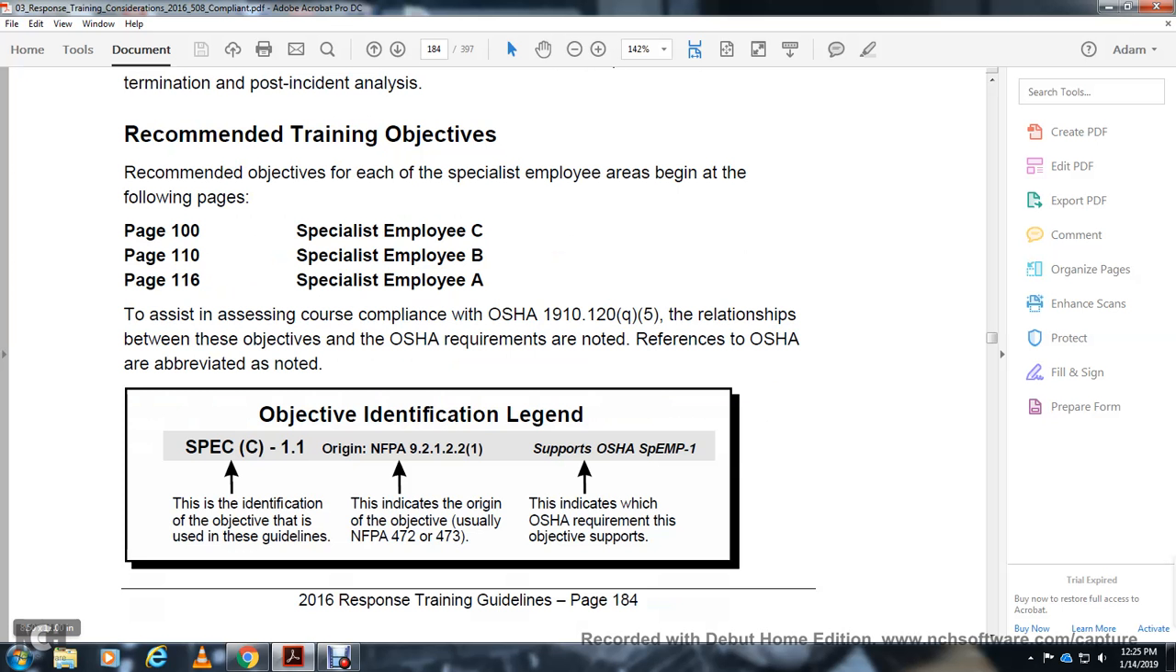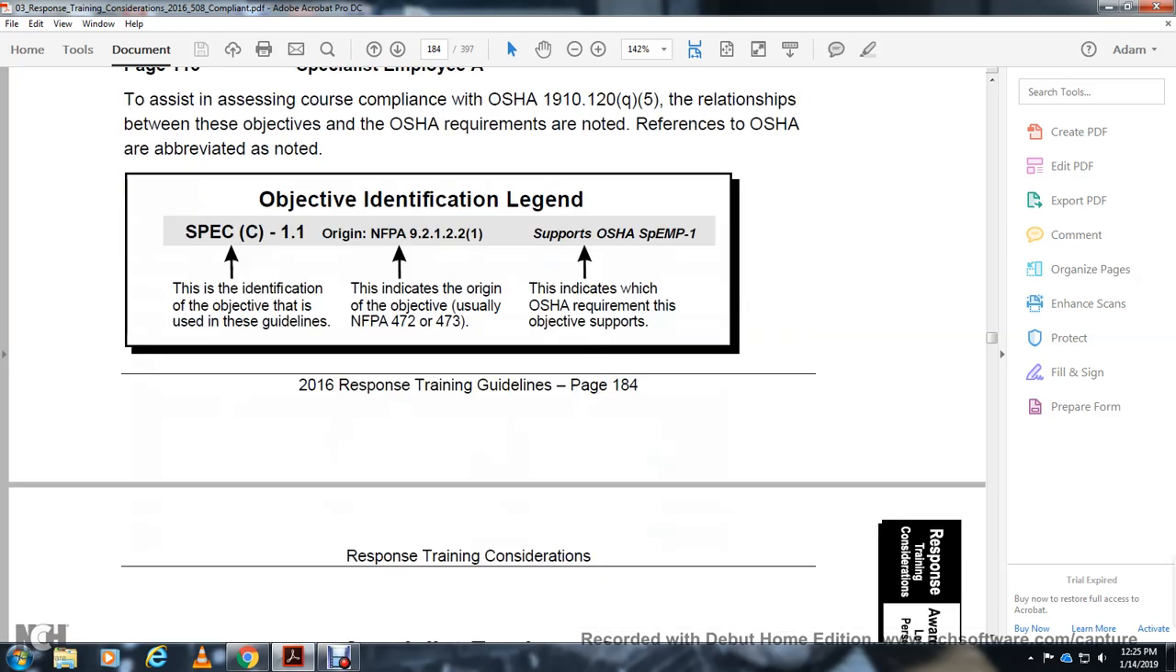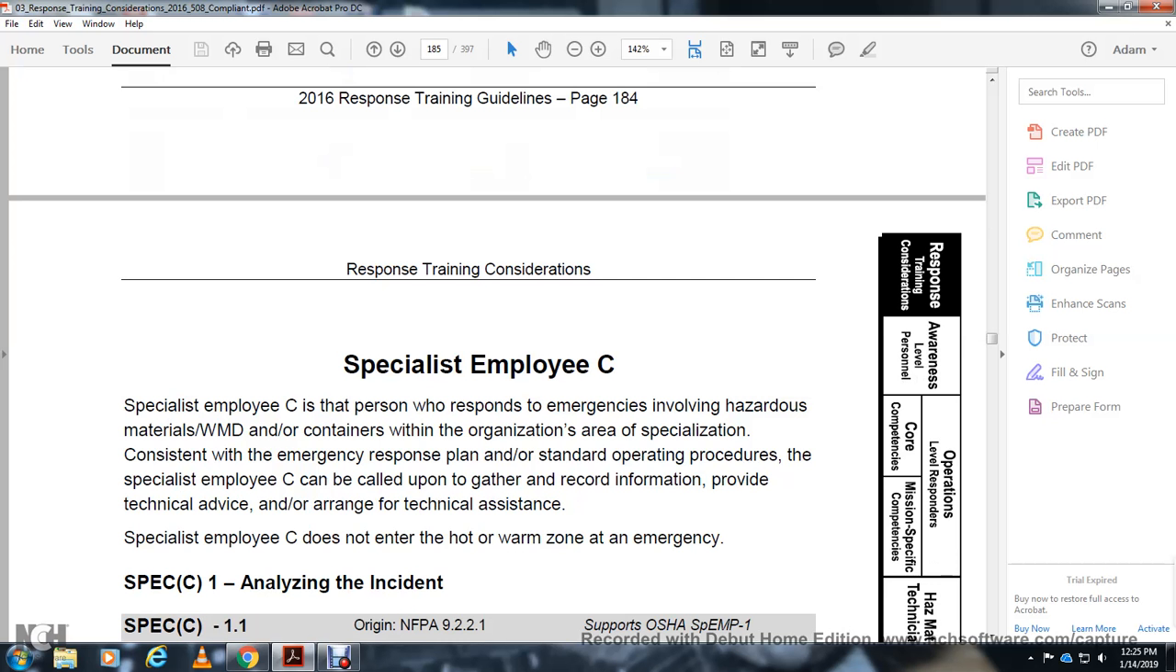Identify the objective of the course, identify the origin of the objective, usually National Fire Protection Association 472, 473, and identify the OSHA requirement of the objective of the support employee.